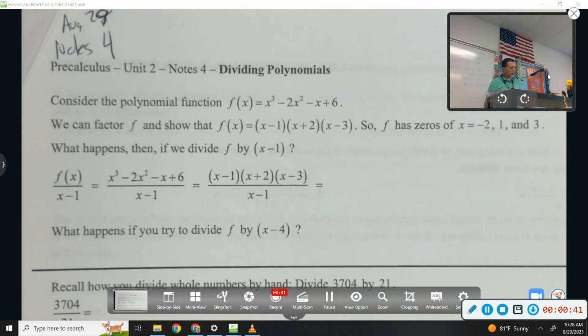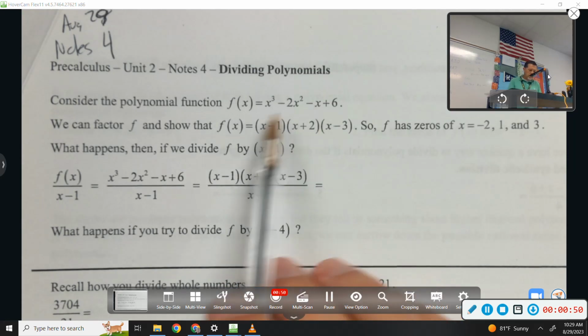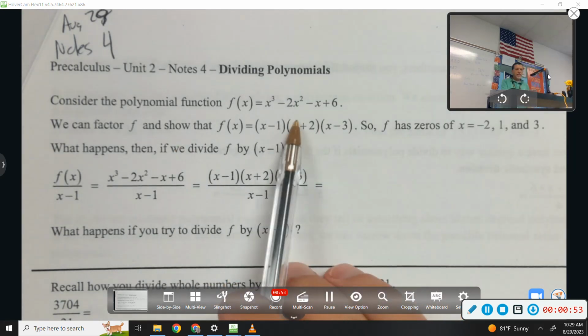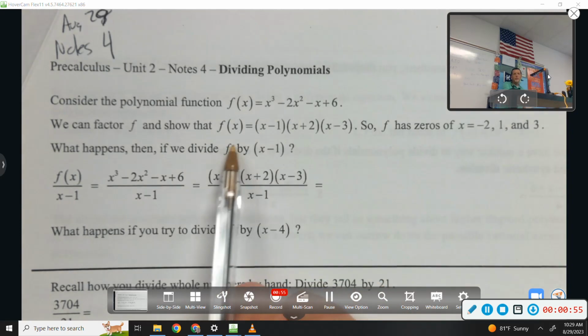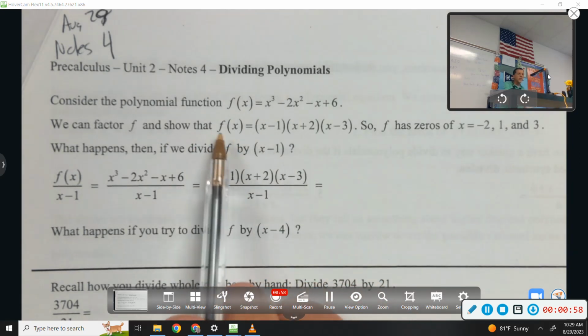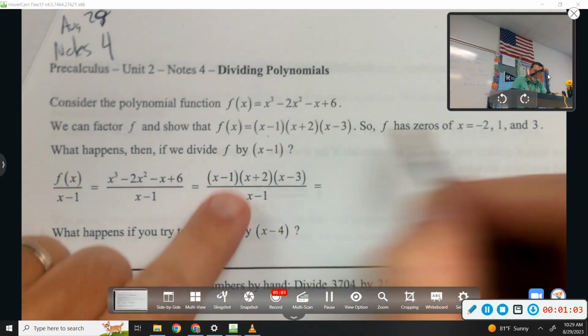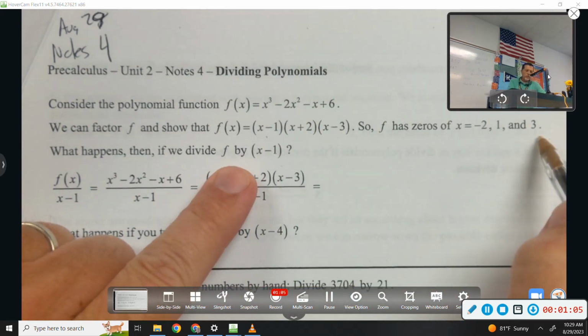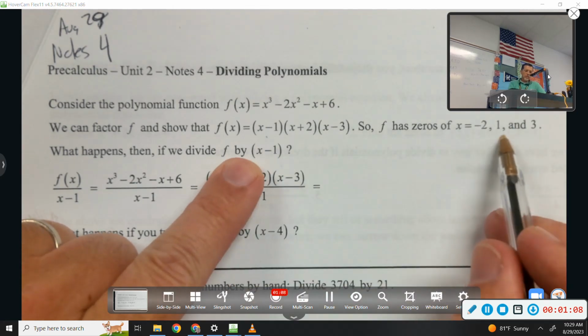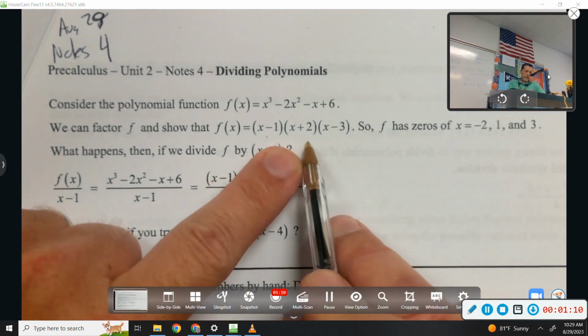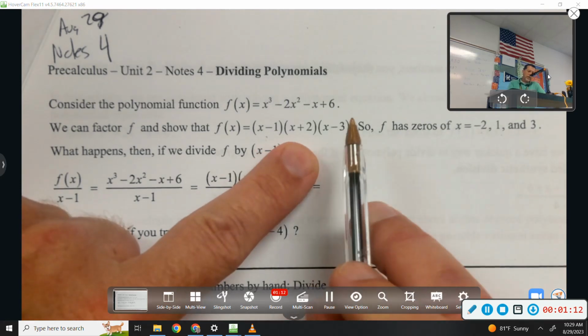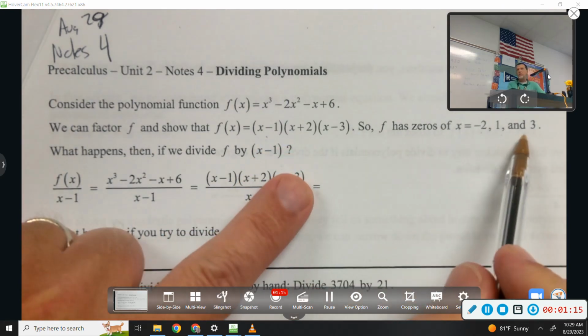All right, dividing polynomials. You've done this before, so hopefully this goes quick. We'll find out. Consider that polynomial function. That one factors. Now, that's tricky because it's a cube, so would you be able to factor it? I don't know, but the factors are given to us. And if those are the factors, then those lead to zeros, right? X minus 1 means x equals 1 is a factor. X plus 2 means x equals negative 2 is a factor. X minus 3 means x equals 3 is a factor.